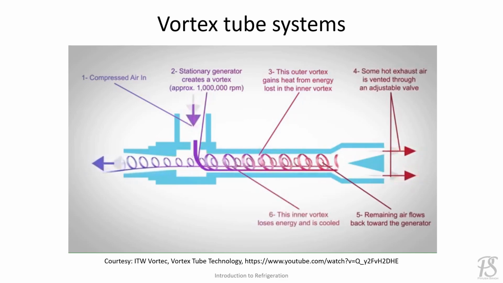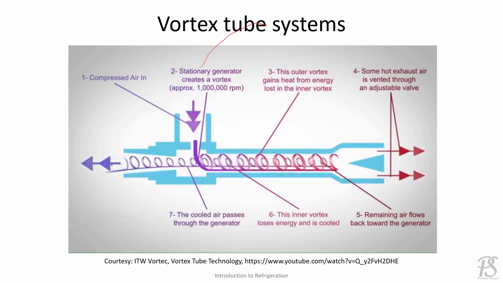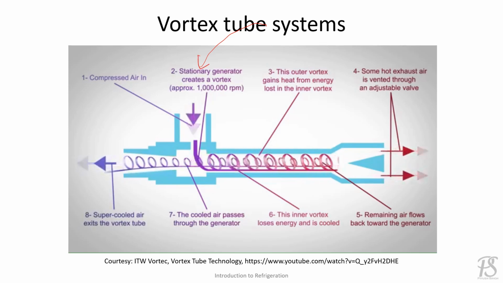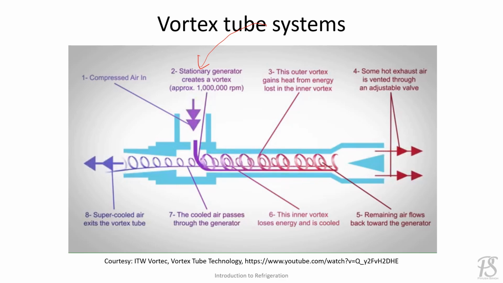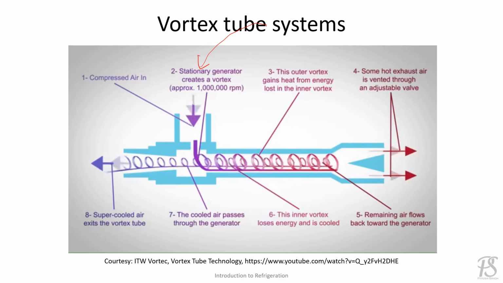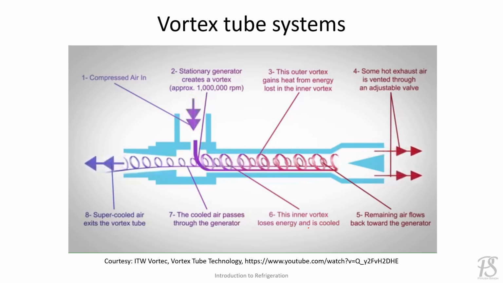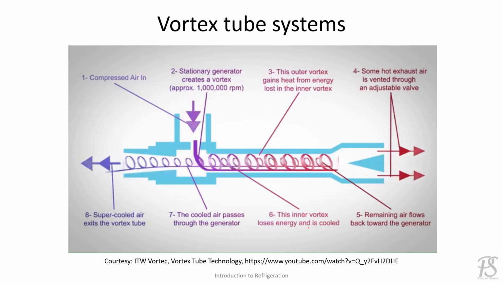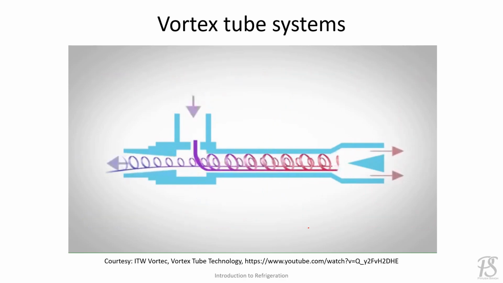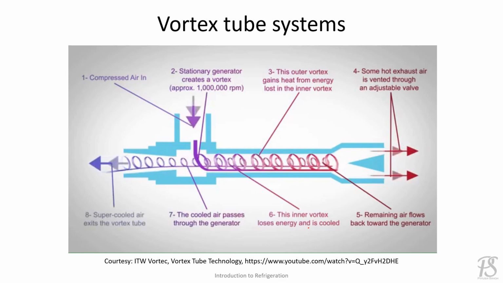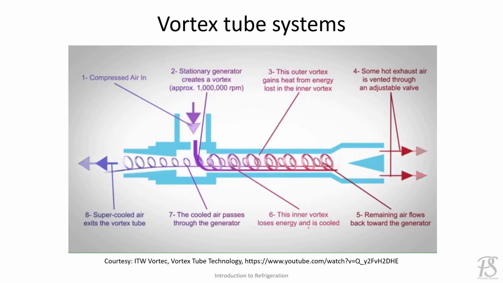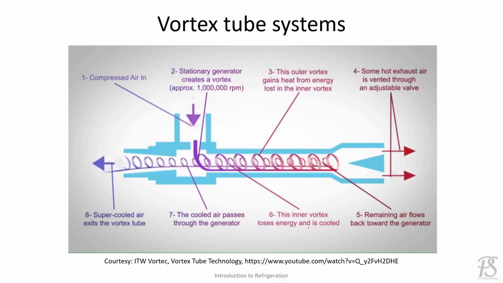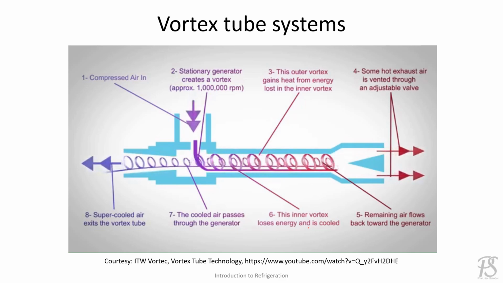In this case, air is supplied from a compressor to the inlet of the vortex tube. The compressed air enters a stationary generator where a vortex is generated. This vortex is obstructed at one end by a semi-opened vent. This video clearly shows the working principle of a vortex tube system, which uses compressed air and supplies cold air at one end and some amount of hot air at the other end.